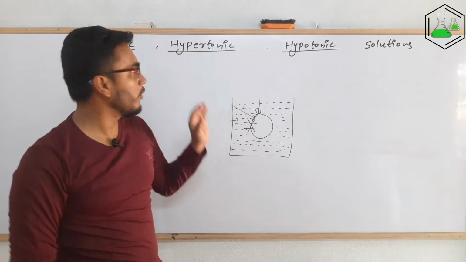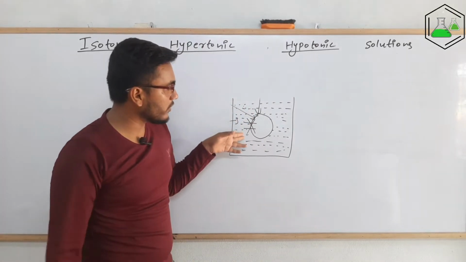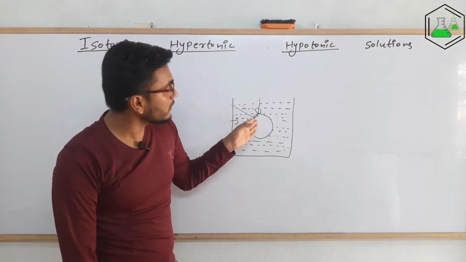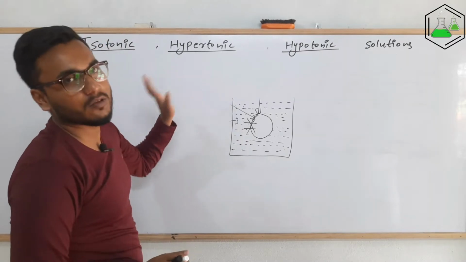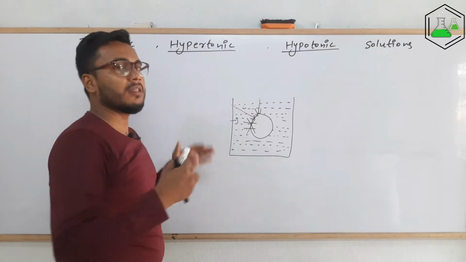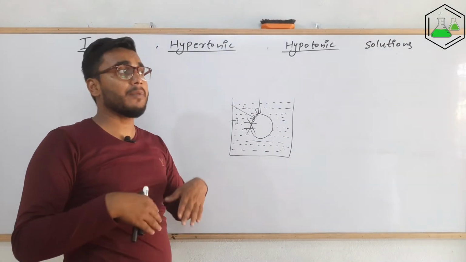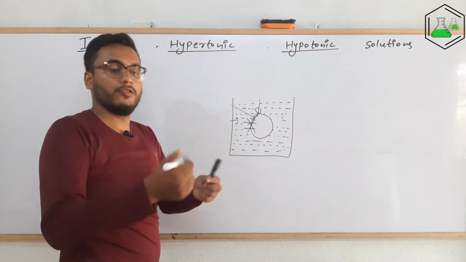So we understood about the isotonic solution. Isotonic solutions are those solutions whose concentration is equal to the test solution's concentration, right? Now let's understand about the hypertonic solution. Hypertonic, that means higher, right? Hyper means higher. We say that I am hyper, he is hyper, that means they are angry, right? So hyper means higher concentration.